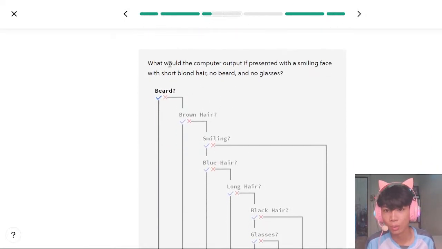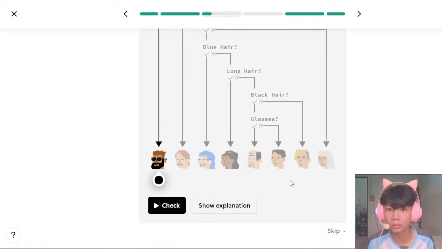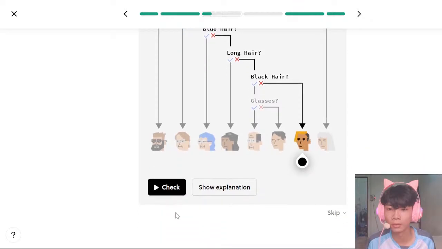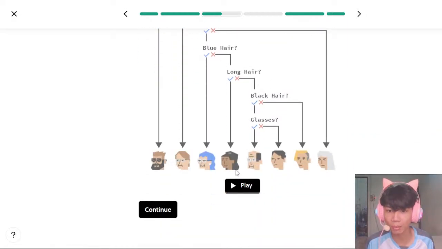It's easy, right? What would the computer output if presented with a smiling face with blonde hair, glasses, and no beard? Here's how the computer steps through the decision tree in this last example.